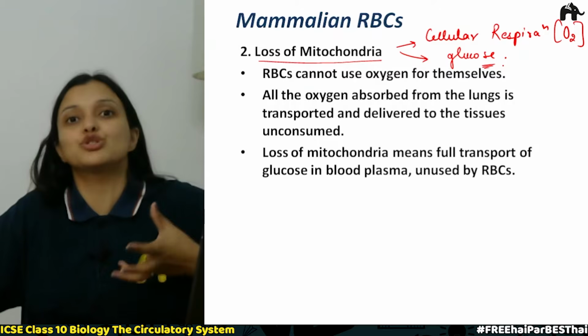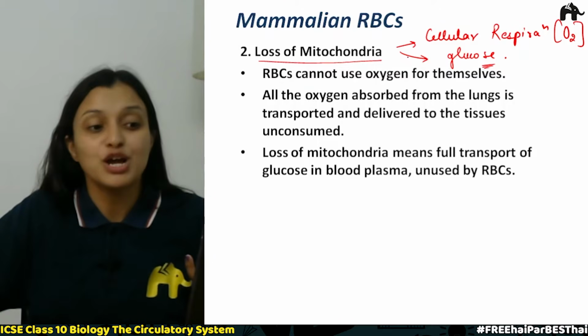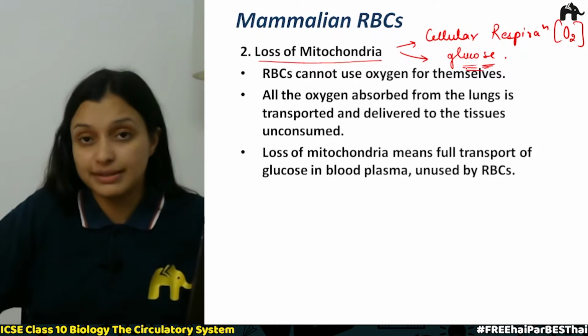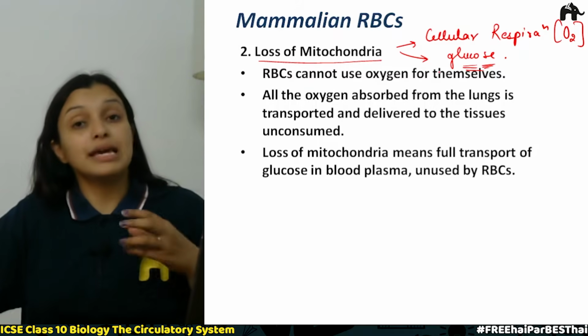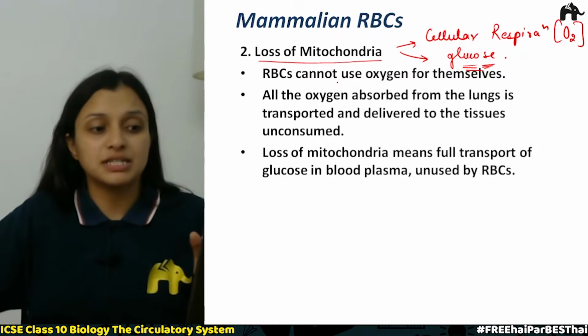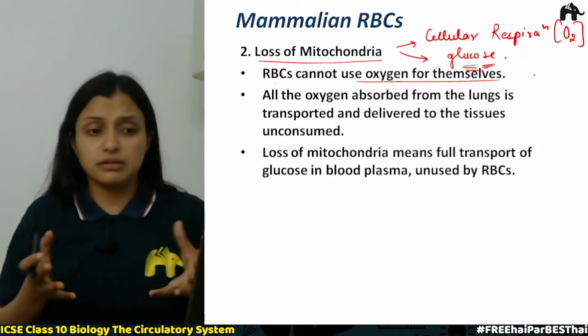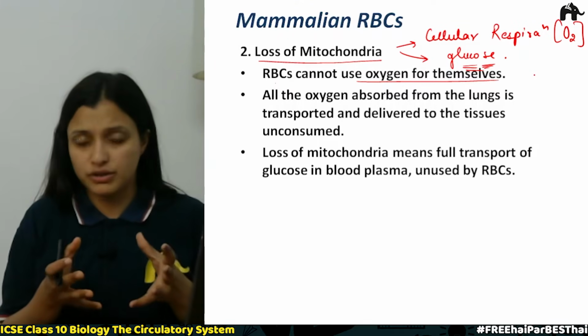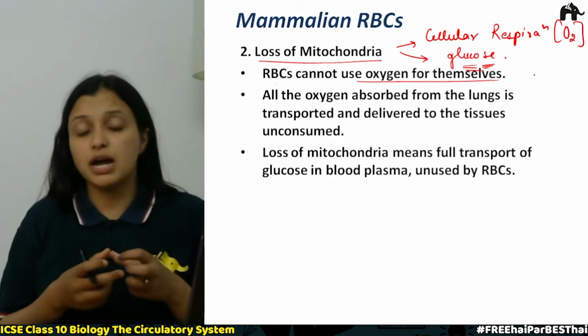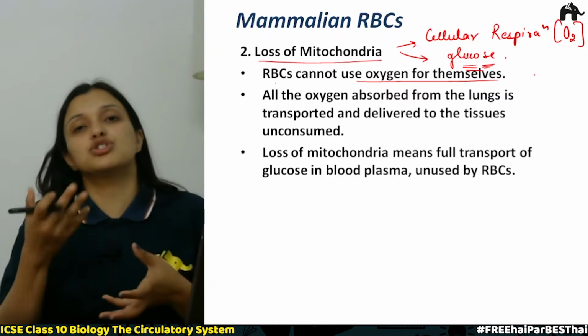Mitochondria also require glucose. Clear? So RBCs do not have mitochondria, so they cannot use oxygen for themselves and do not need oxygen for themselves.